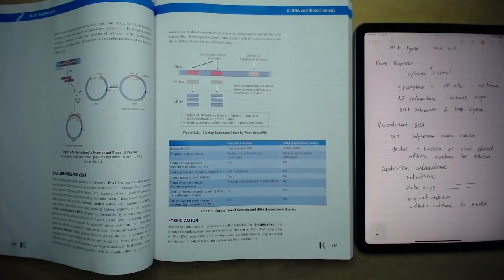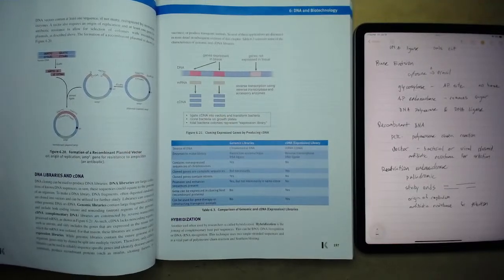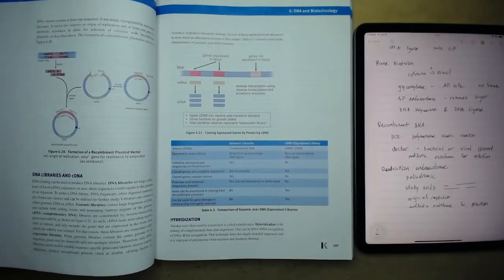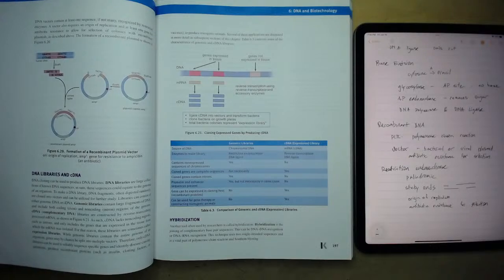All right. DNA libraries and cDNA. DNA cloning can be used to produce DNA libraries. DNA libraries are large collections of known DNA sequences. In sum, these sequences could equate to the genome of an organism. To make a DNA library, DNA fragments, often digested randomly, are cloned into vectors and can be utilized for further study. Libraries can consist of either genomic DNA or cDNA.